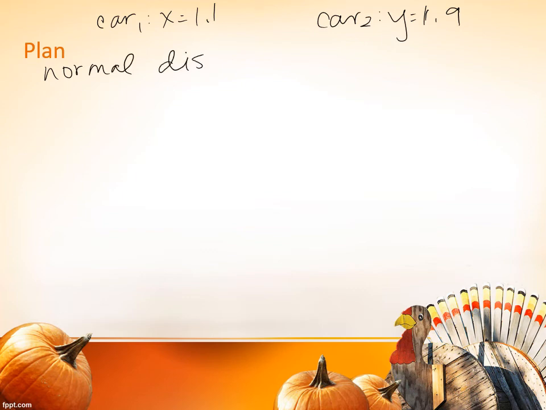Okay, so just so we have the same reference point, we're going to say car 1 is X, and that was 1.1. And we're going to say that car 2 is Y with a 1.9. Great, so our plan. We have a normal distribution, and we need to find what the mean and the standard deviation are of our normal distribution once it's transformed.